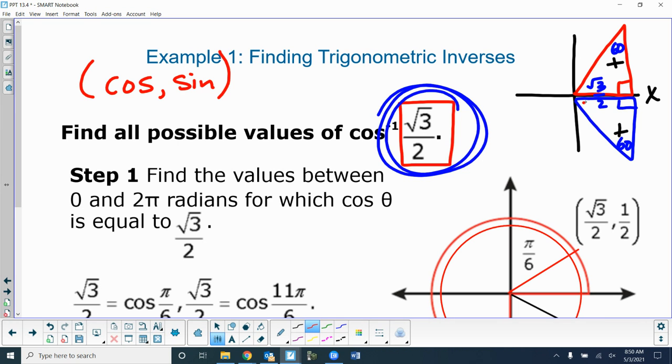So what's the two angles that work for that? Well, I'm in the first quadrant, so one answer is 30 degrees. And then how many degrees is it from there to there?